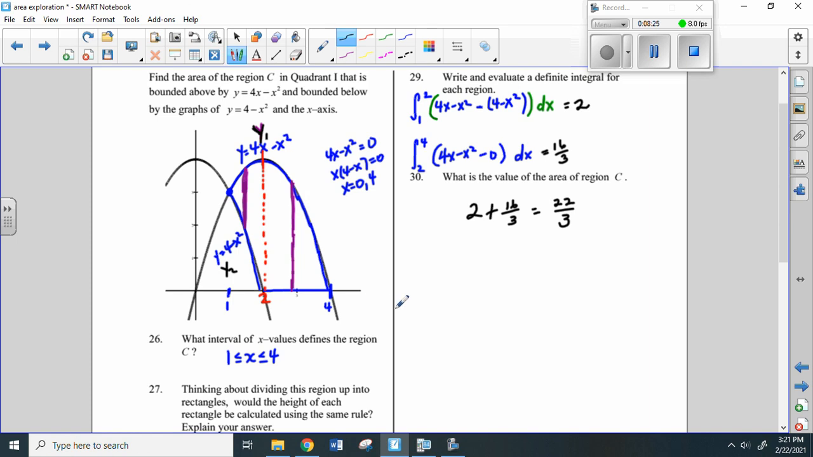All right, and so that video obviously is a lot shorter because hopefully we're getting the hang of it. You're finding area, but you have to find a length, which is the top curve minus the bottom curve. If you draw that representative strip in more than one place and you don't have the same length the whole time, then you are going to have to break up your integral and then eventually add them together. Okay? And so that concludes the video on region C.